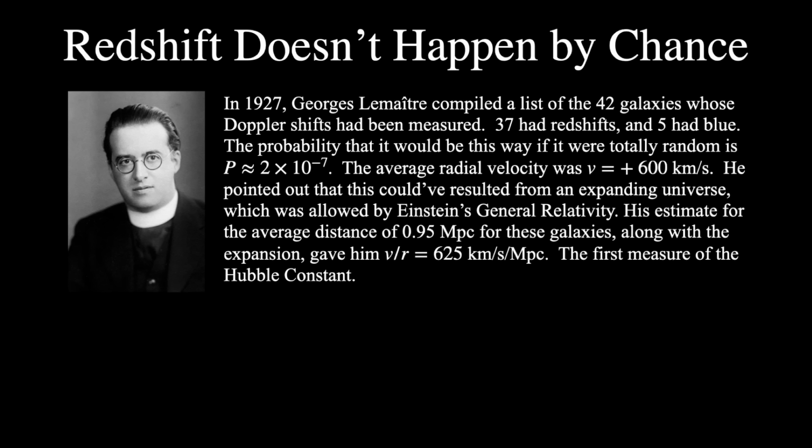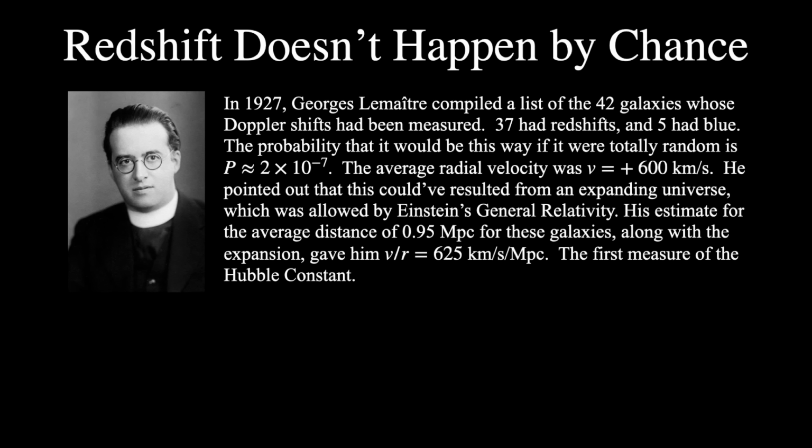And he used Vesto Slipher's data as well as others in 1927. And he pointed out that this could be resulting from an expanding universe, which he derived from Einstein's relativity. Now, the funny thing is that Einstein, at first, when he learned about Lemaître's conclusions, refused to accept the ideas. He said that while his calculations were good, Einstein was fully fixed on the idea of a static universe at the time, which was fixed by a cosmological constant, and that was Einstein's idea.